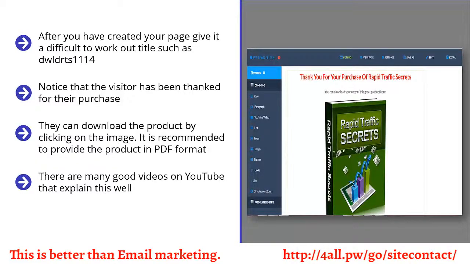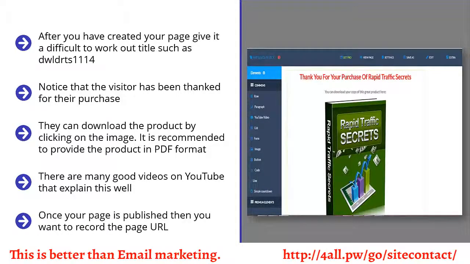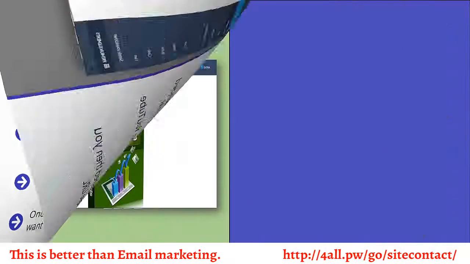You can now apply the link. Click on the image once to select it. Then click on the link button and add the URL to your OTO PDF. Once your page is published, then you want to record the page URL. This is very important, as you will need to add this into PayPal when you set up your payment button. After a successful payment has been made, PayPal will then automatically redirect the visitor to this page.